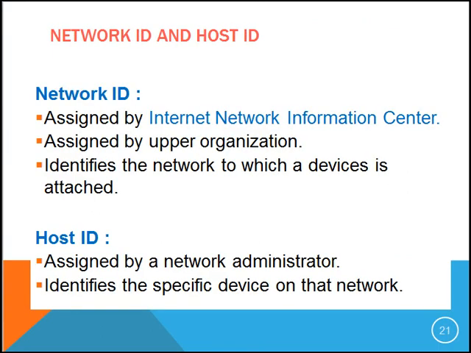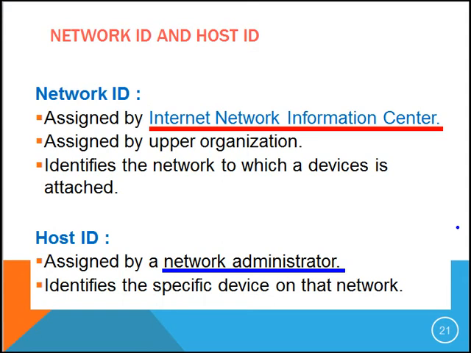So let's take a look at the network portion and the host portion. The network portion, or the network ID in general, is a number that is allocated by an organization called the Internet Network Information Center, and it identifies the network to which the devices attach. On the other hand, the host ID is normally allocated by the system network administrator to identify the device on the network.